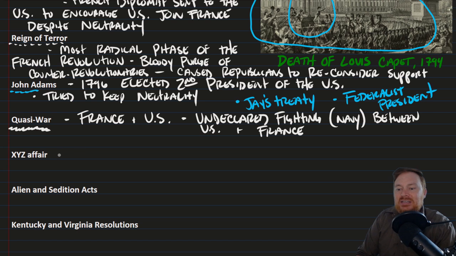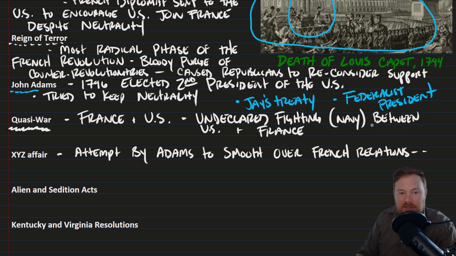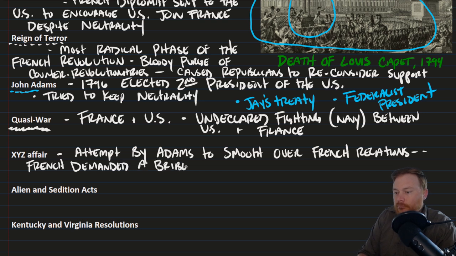Now, John Adams, to his credit, did actually attempt to resolve the issue with France. This attempted resolution, and I say attempted because it doesn't work, is known as the XYZ affair. The XYZ affair, this was the attempt by Adams to, we'll say, smooth over French relations. And the result or the consequence of this was that the French demanded a bribe by the US. In other words, the French were not even willing to speak to the United States unless the US was willing to pay them.